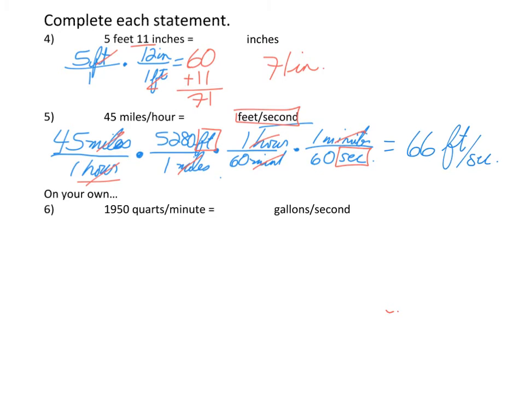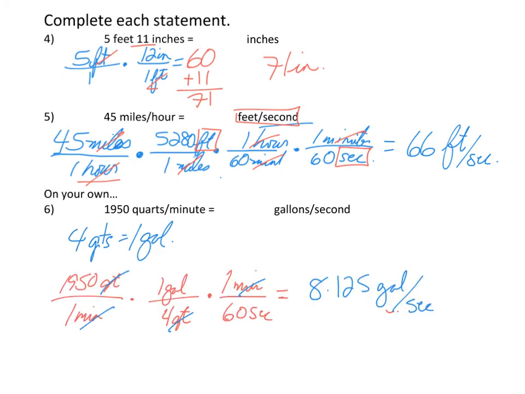All right, I do want you guys to go ahead and pause the video here in just a second and do number 6 on your own. But before you do that, there is a unit of measure you're going to need to know, and that is that 4 quarts equal 1 gallon. All right, and so if you know that, you can do number 6. Go ahead and pause the video, try number 6 on your own.